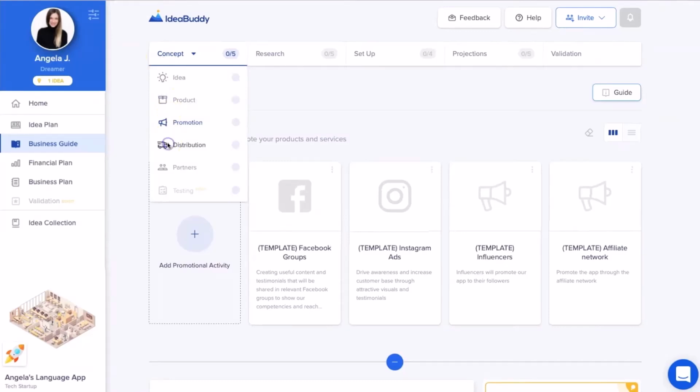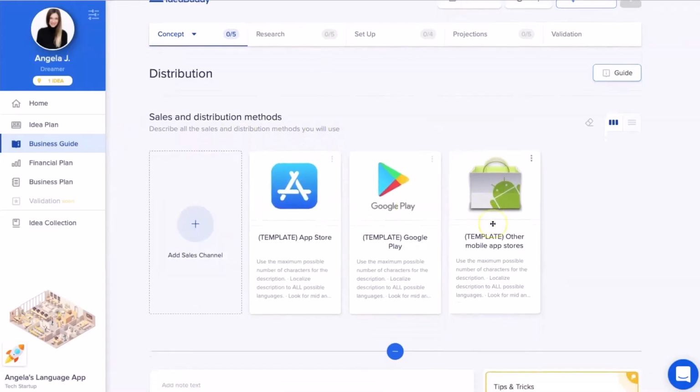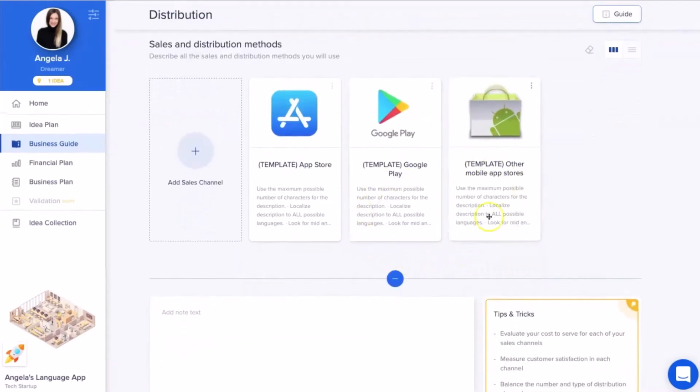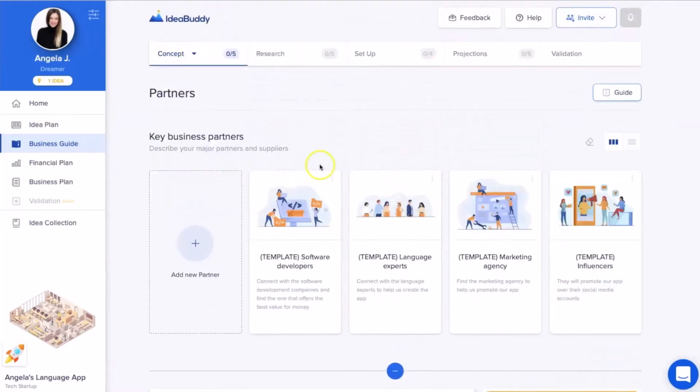Here in the distribution section, I define all of my distribution channels. This is where I define and describe all the ways that I plan on getting my product or service into the hands of the people who want and need it. In my case, for my language learning app, this includes anywhere apps are sold. Now, let's look at our key partners. Now here you will identify and describe the key partners you will need to collaborate with for your business to be a success. For example, in my case, I may be good at business, but I'm not very good at coding.